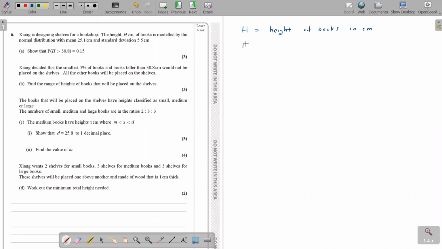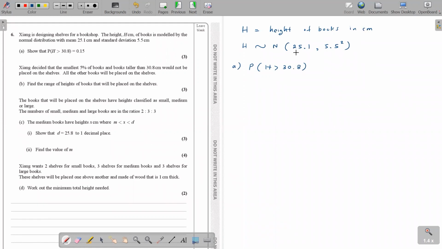And they say h follows a normal distribution with mean 25.1 and sigma is 5.5. So normally we put here the variance, sigma squared, 5.5 squared. So part A, they are asking you to show that the probability h is greater than 30.8 is equal to 0.15. Okay, how do we get this?